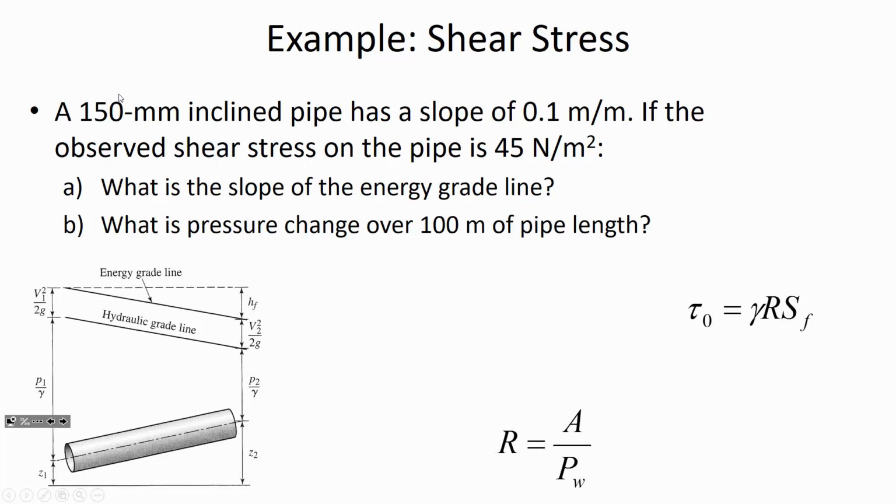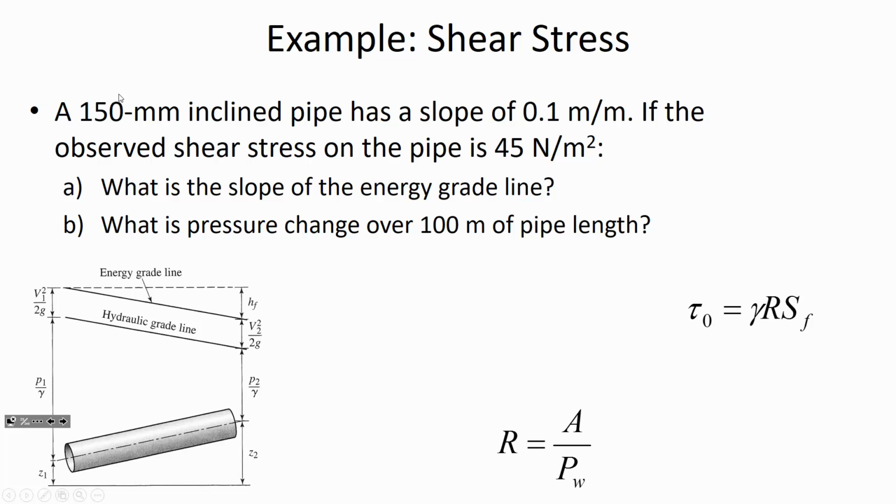All right, we've got a 150 millimeter diameter pipe, and its physical slope is 0.1 meters of vertical per meter of length. That's the interpretation of m/m. It's the vertical distance per horizontal distance. The observed shear stress is 45 newtons per meter squared. We want to find the slope of the energy grade line, and then based on that energy loss due to pipe friction, what would be the pressure change over 100 meters of pipe length.